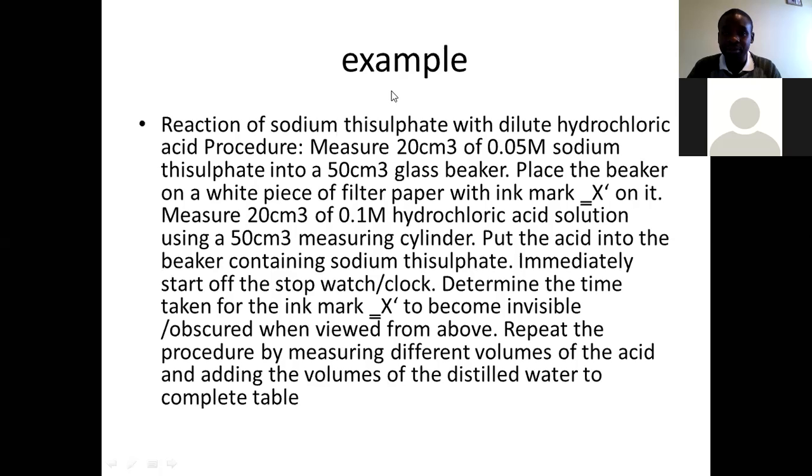We have an example here of a chemical reaction which can be done in the lab. In this chemical reaction, you can see a chemical called 0.05 molar sodium thiosulfate, which is placed in a beaker before it is reacted with 0.1 molar hydrochloric acid solution. But the concentration of sodium thiosulfate is going to be decreased continuously by adding water. So here you can see that the experiment is done under different volumes of the acid and adding volumes of distilled water to dilute it.